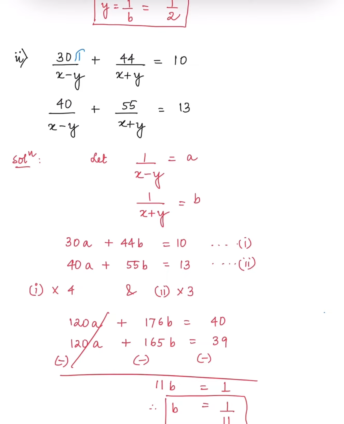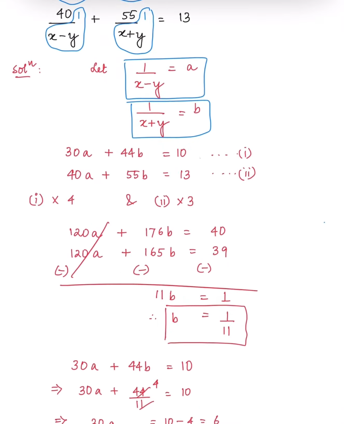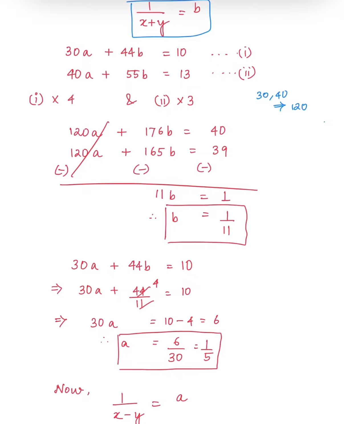Here it is 1 by x minus y, 1 by x plus y. See, this is the thing that is common in both. So what I do is, I'll take these to be a and b. Then it reduces to a very simple system of linear equations. I can just get these, and again I am using the elimination technique. So 30 and 40, that will give us 120, right? For the LCM or the common factor, I'll get the values of b and a in the same way.